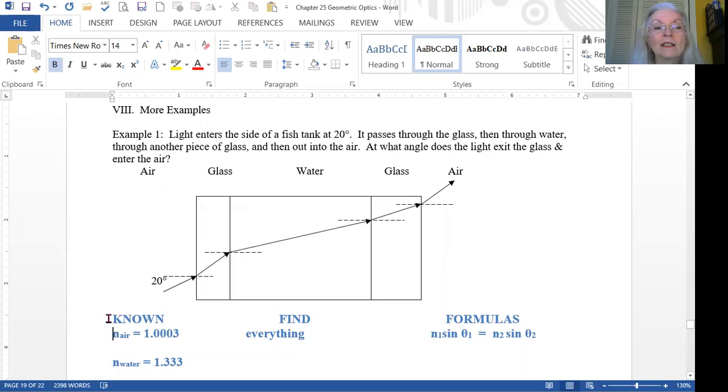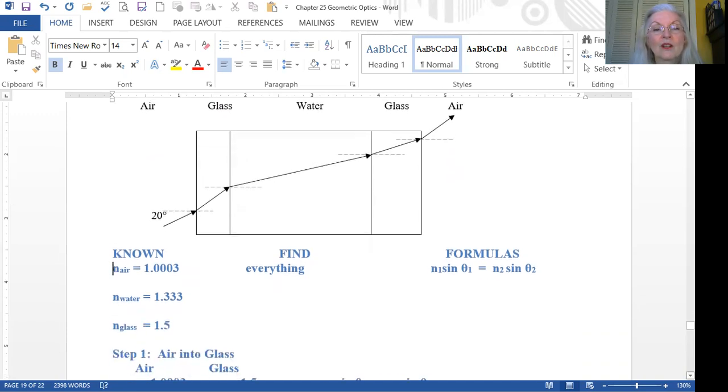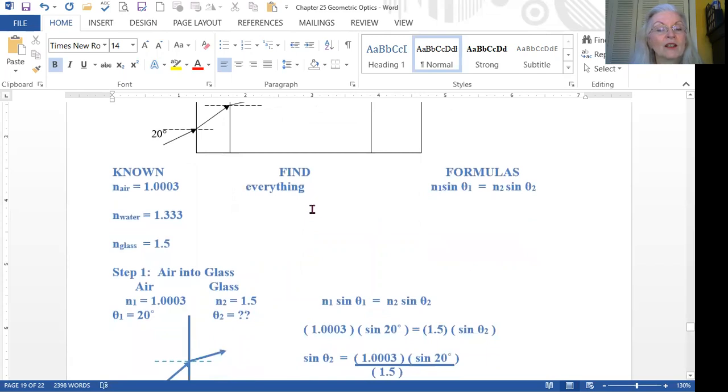We need to know the index of refraction for the different materials. So we'll need it for air and glass and water. Those are our three materials. And we'll need to know the incident angle and Snell's law. Remember that Snell's law was n1 sine theta 1 equals n2 sine theta 2. So now we have our diagram, and we need to come down and look at our summary of information. So the index of refraction for air is 1.003. For water, it's 1.333. And for this particular glass, it's going to be 1.5.